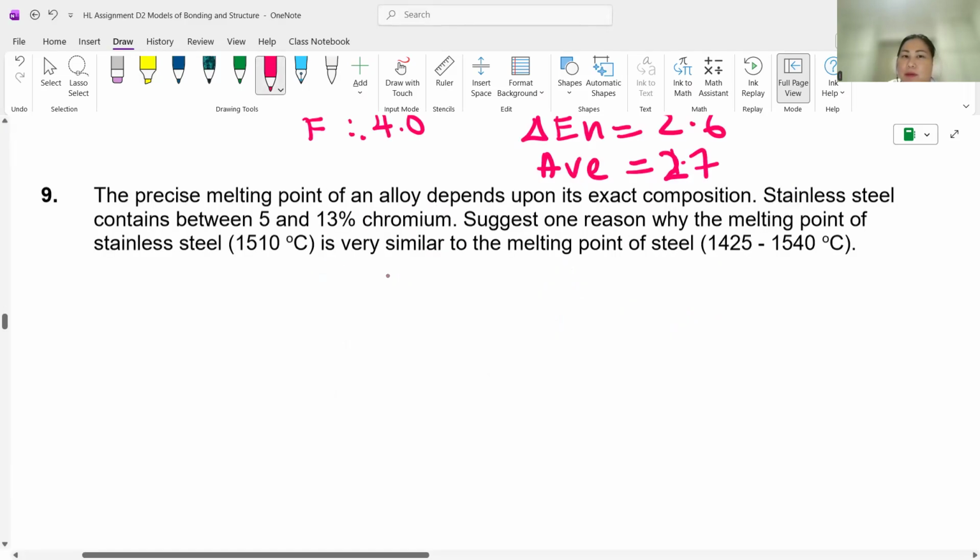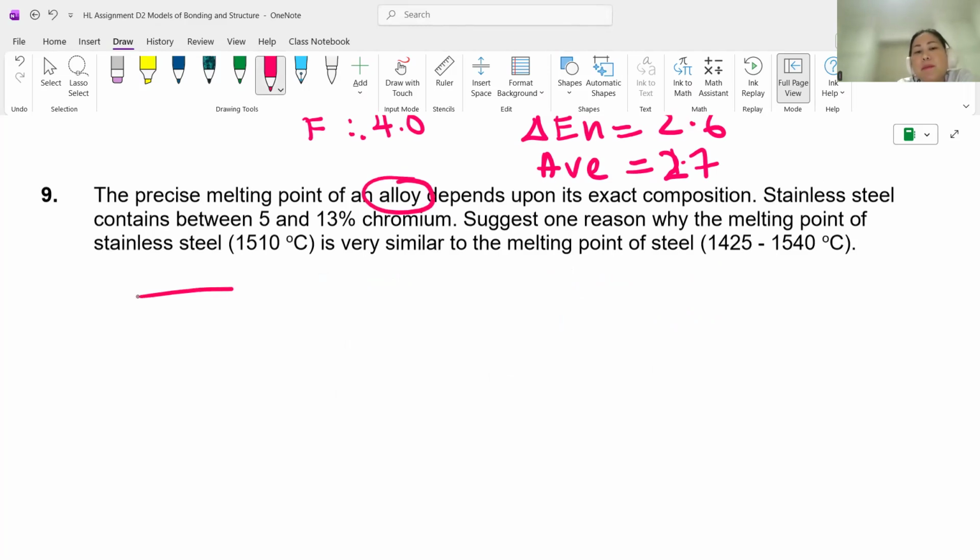Question 9. The melting point of an alloy depends on its composition. Stainless steel consists of 5 to 13% of chromium. And they ask why the melting point of stainless steel is very similar to steel. So you can see it's really very similar. So what is an alloy?